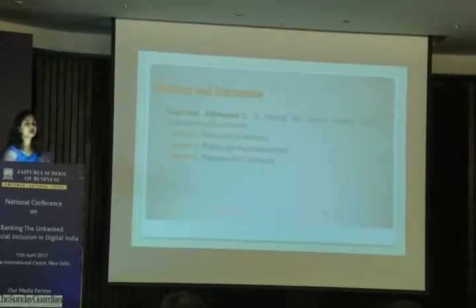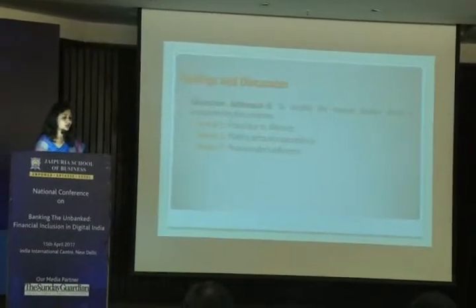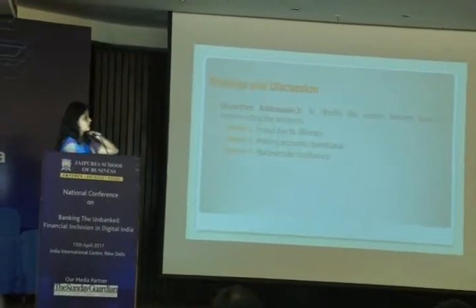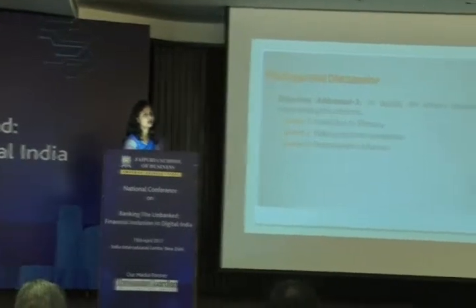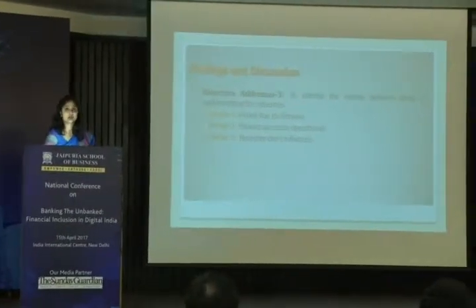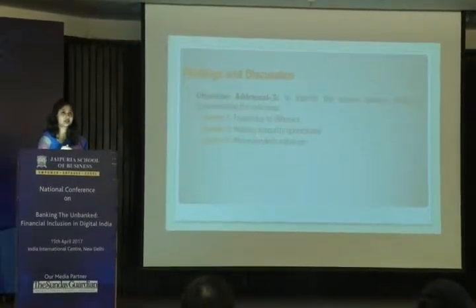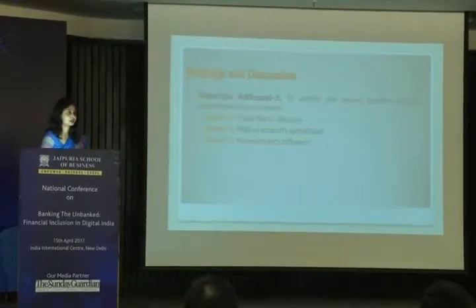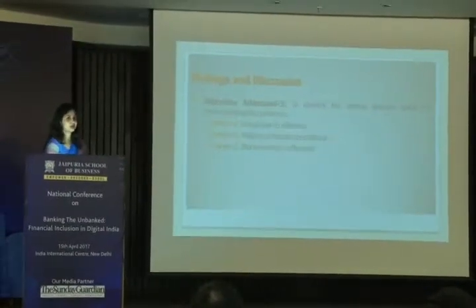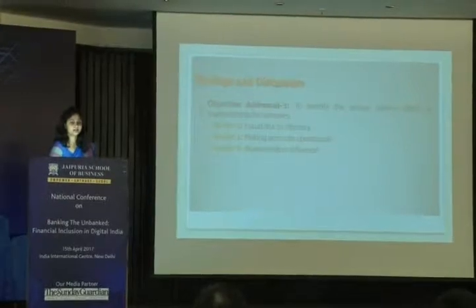Next objective was to find out what are those barriers or hindrances. We need to identify what are the barriers which government faces, not only in implementation of these schemes but also in supervising these schemes. So first barrier is fraud due to illiteracy.